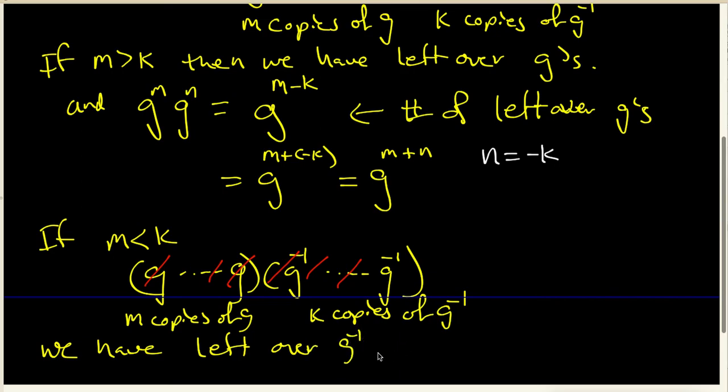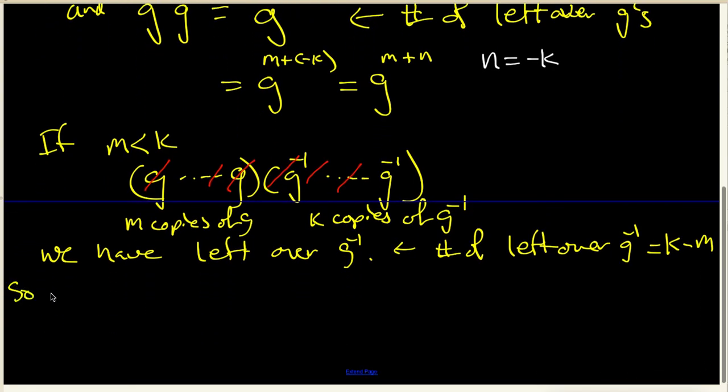g inverses. And the number of leftover g inverses is going to be the total number of them, which was k, minus all of the ones that get canceled by having a corresponding g. So we're going to have k minus m leftovers. So in this case, g to the m times g to the n is going to wind up being g inverse to the k minus m.